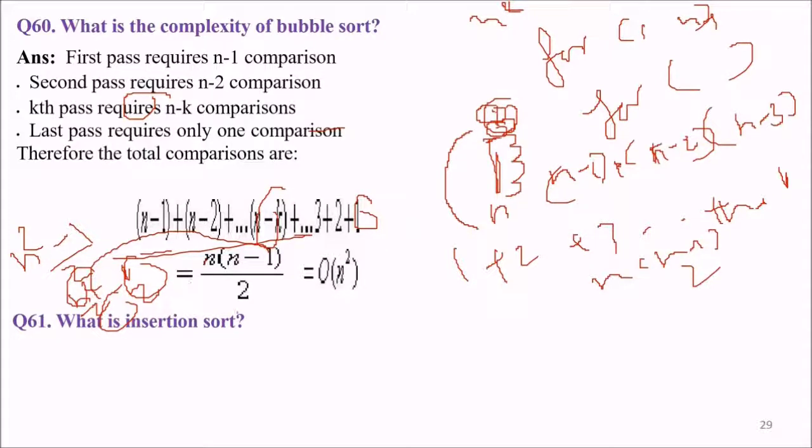What is insertion sort? Insertion sort is like playing cards. You have one card in your hand. You pick another card from the pile of cards and place it in the right position. Now these two are sorted. You again pick a card and find the correct position, maybe in between, or before it, or after it. So now these three are sorted. This is the insertion sort.